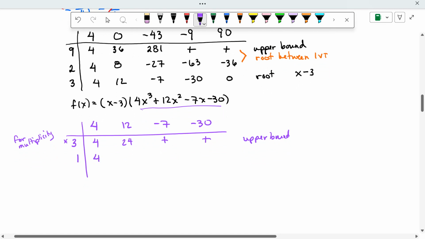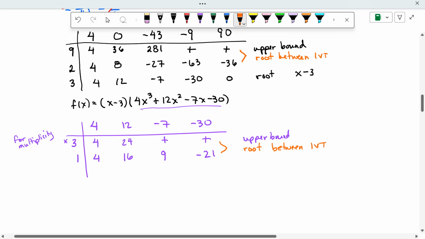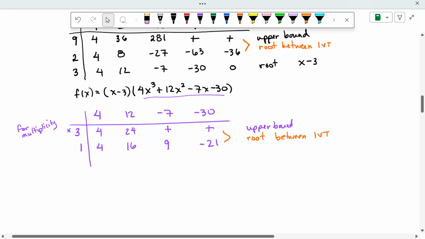So bring down the 4. 1 times 4 is 4, plus 12 is 16. 1 times 16 is 16, plus -7 is 9. 1 times 9 is 9, plus -30 is -21. And what I see here, again, going from a positive function value to a negative function value, I know there's going to be a root between because of the intermediate value theorem. So we already saw that 2 was not a root, so now I have to try a fraction.